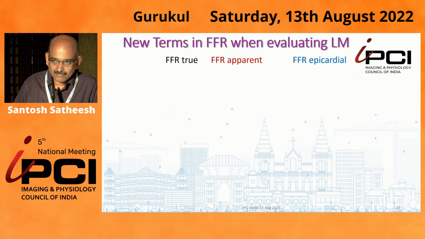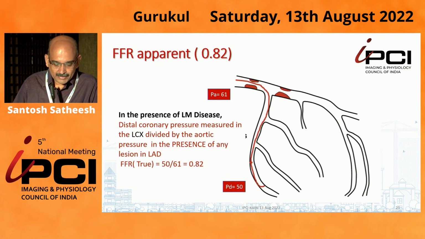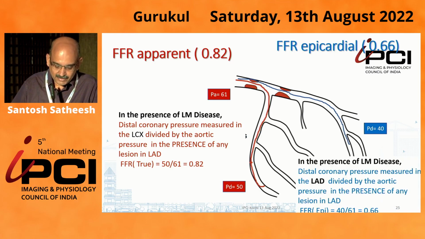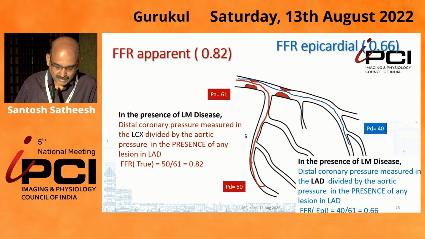So there are 3 terms that you have to be careful about regarding FFR in left main: FFR true, FFR apparent, and FFR epicardial. So this is the principle. FFR true means the actual value, in the absence of any lesion in circumflex or LAD. FFR apparent is in the presence of an additional lesion, where you have an abnormally high value. FFR epicardial is across the 2 lesions, left main and LAD lesion. If you put a wire, then the value that you get is the FFR epicardial. So these 3 terms you have to remember when you are dealing with multivessel disease with left main disease.